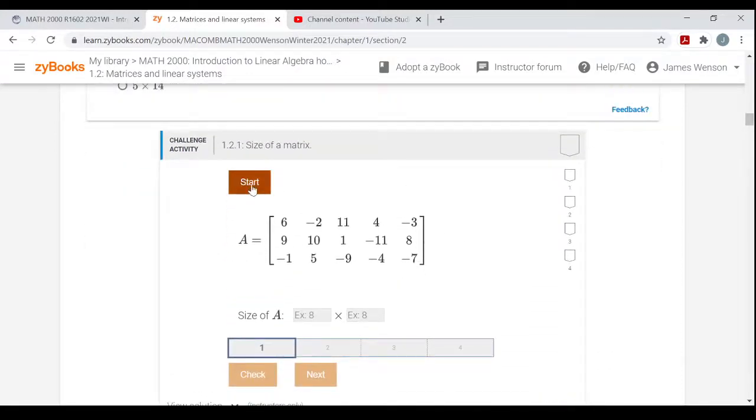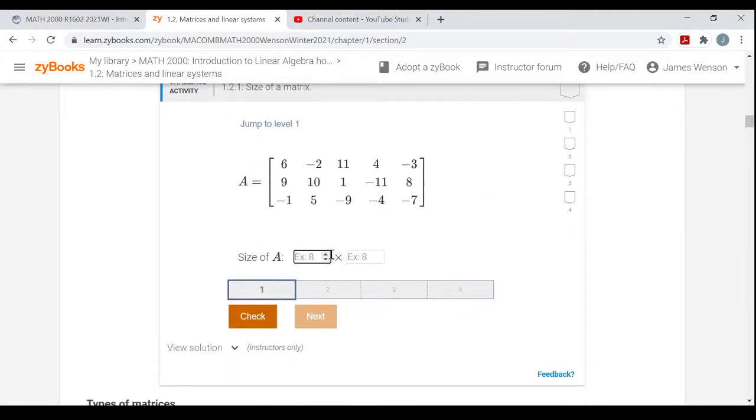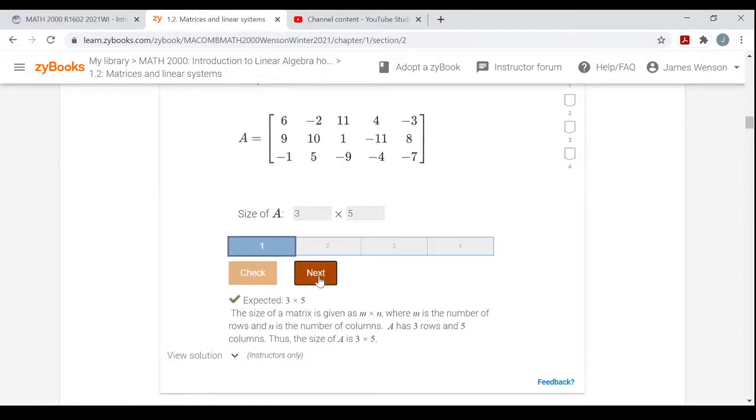And then the challenge is just the size of a matrix. Pretty easy, just fill in some. You can use the little arrows here. This is 3 horizontal, 5 vertical, so 3 rows, 5 columns. I can use the arrows, or just enter the number with my keyboard. So that's a 3 by 5 matrix. Great. Move on to the next thing.